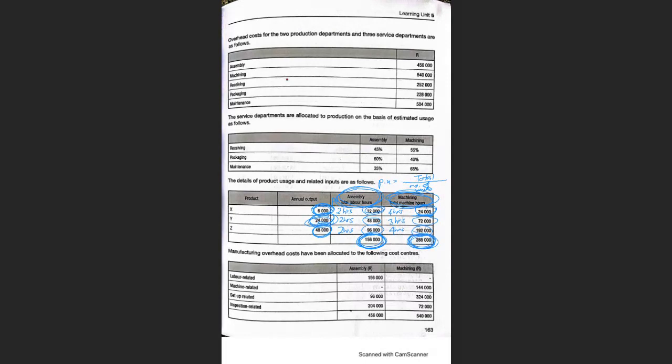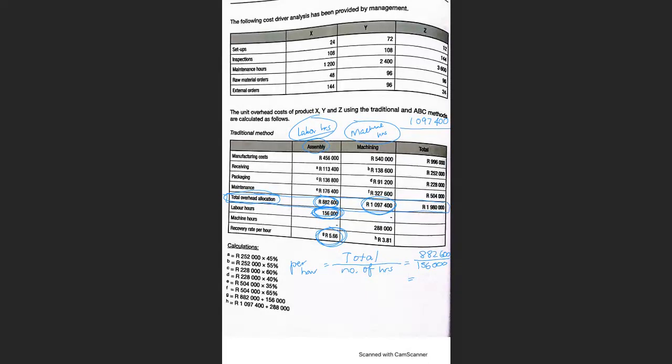That's 288,000. So you're going to now divide this by 288,000. And that's going to tell you that, so here it is here, 1,097,400 divided by the 288,000. That tells you that the cost of 1 machine hour is 3 Rand 81. You're fine with that so far?